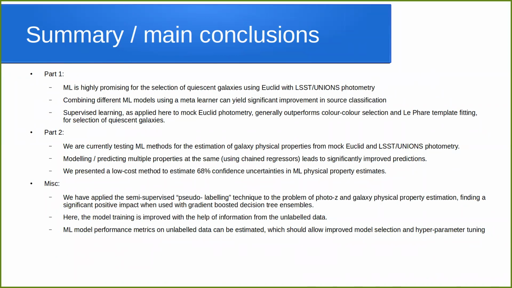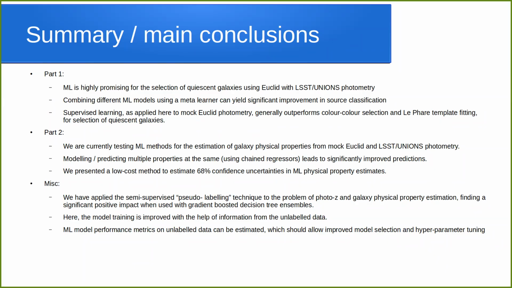So, summary conclusions. As you can probably guess, my opinion is that machine learning is very promising for selection of quiescent galaxies, classification in Euclid with the expected data. Combining different machine learning methods using stacking methodologies can give us really significant improvements in model quality. And so machine learning or supervised learning, as we applied it, can generally outperform color selection and also the LePhare technique, at least for the specific cases we've tried here.